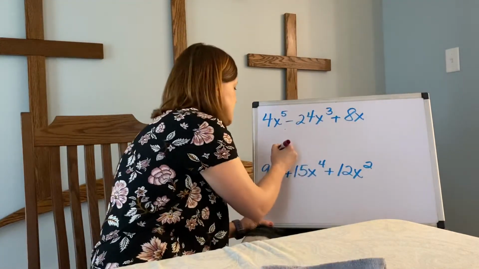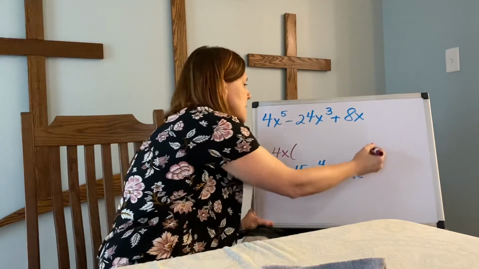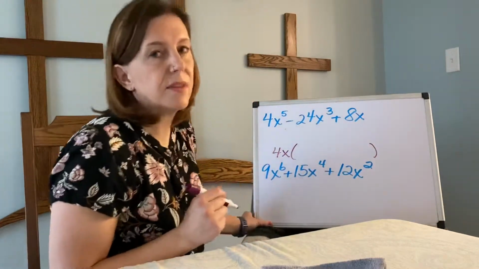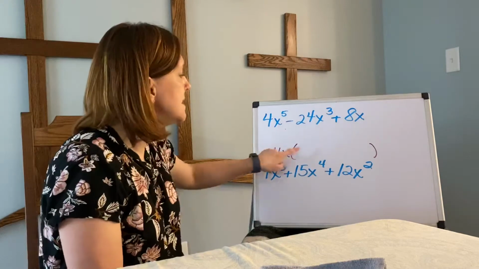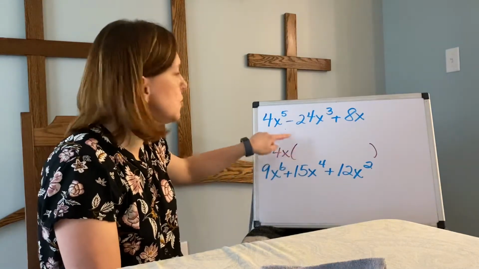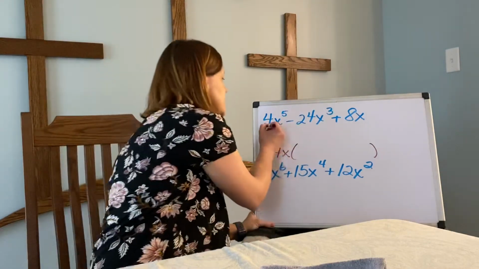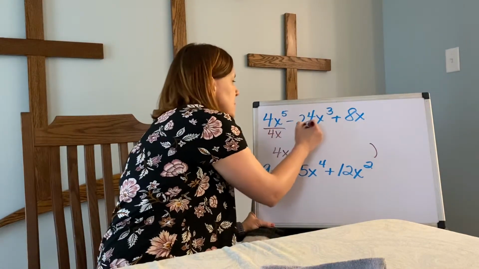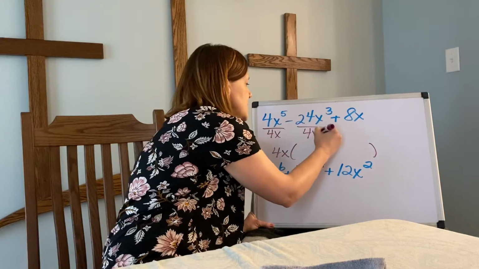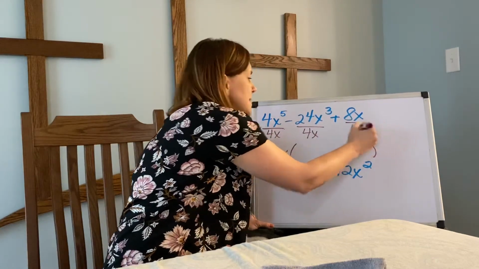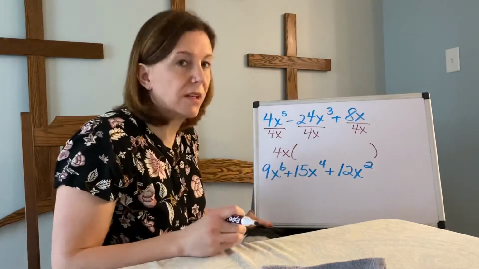My answer is going to have my greatest common factor outside a parentheses, a quantity. And what is inside is going to be what happens when I divide each of these terms by that greatest common factor. Remember, factoring is division. So it's like I'm pulling out something they have in common.